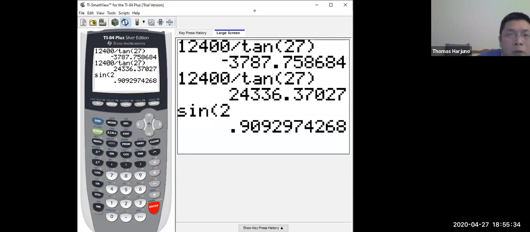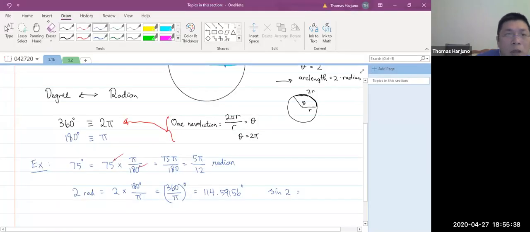Okay, now we go back to my notes. So if that's the case, then just use your calculator. I got 0.909 something earlier, as I remember.